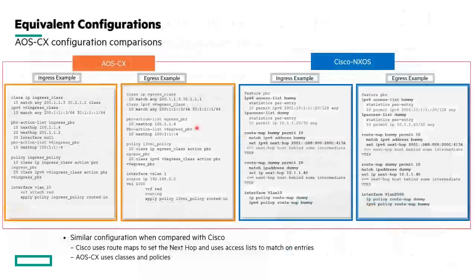So for equivalent configurations, we did some comparisons with some of the other vendors, and they do things similarly. With Cisco, you can see they use route maps to set the next hop instead of the classifier PBR policies that we have. So route maps are used to match and set the next hops, whereas we use classes and policies.